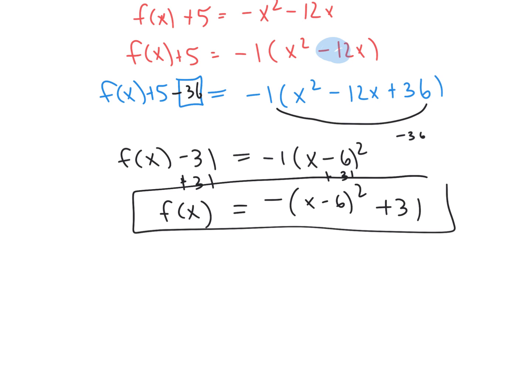And I could see from this that the A value is negative, the parabola is turned down, the vertex is (6, 31).